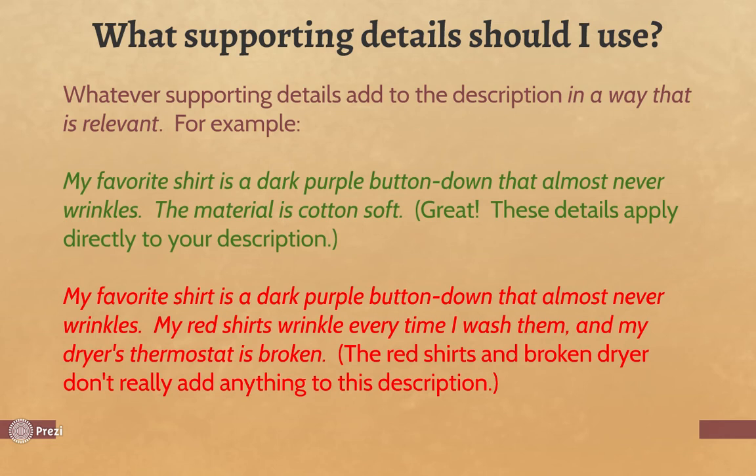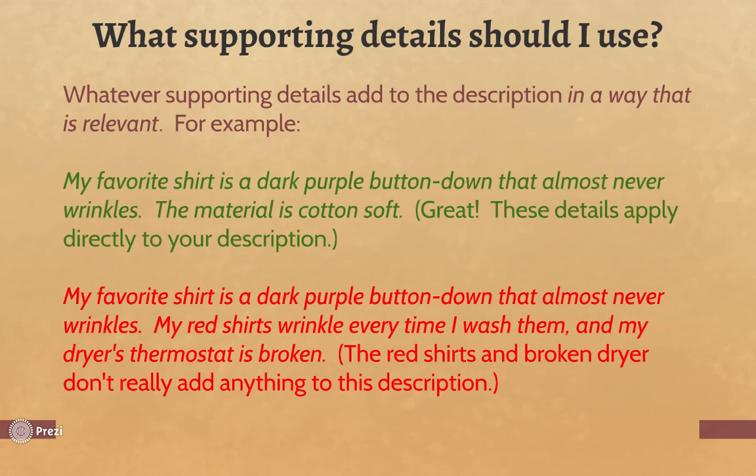Right? So with these two examples, we've got the one in green, which is a good example, and the one in red, which is bad. So in the green example, my favorite shirt is a dark purple button-down that almost never wrinkles. The material is cotton soft. I'm sorry to report as a side note that shirt has since been destroyed by one of my dogs, but we won't go into great detail about that.